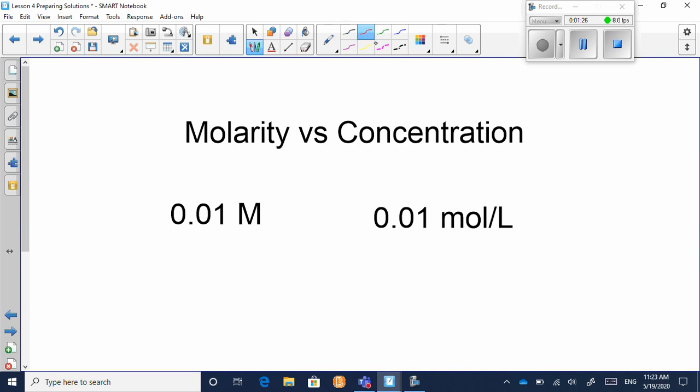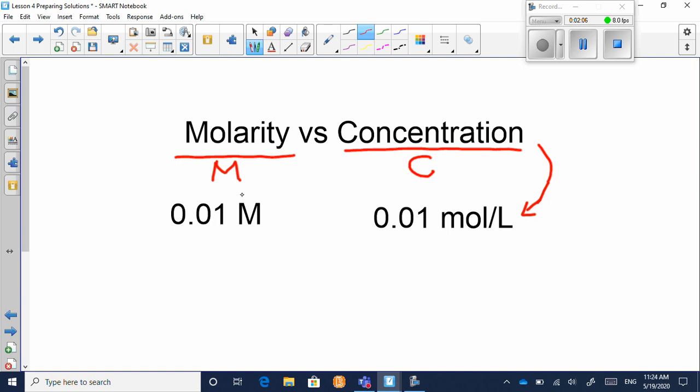Now, one quick aside before we get into the lesson is that you're going to see some textbooks and some videos refer to something called molarity. Molarity is actually the same thing as concentration. Your textbook uses the letter capital C to indicate concentration, and we know that concentration is given in moles per liter. So concentration is the number of moles divided by the volume in liters. Most textbooks, or a lot of textbooks, use a capital M to indicate concentration.